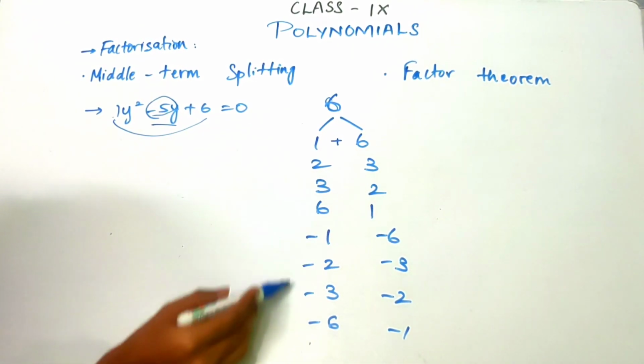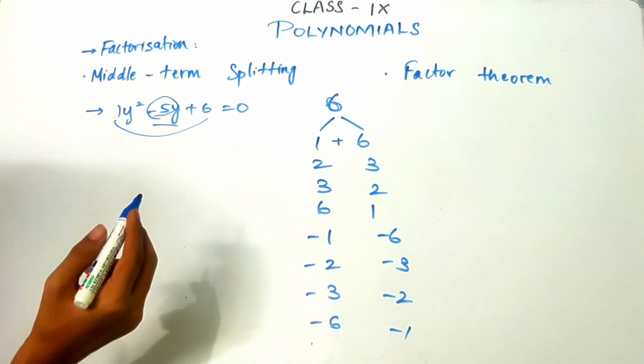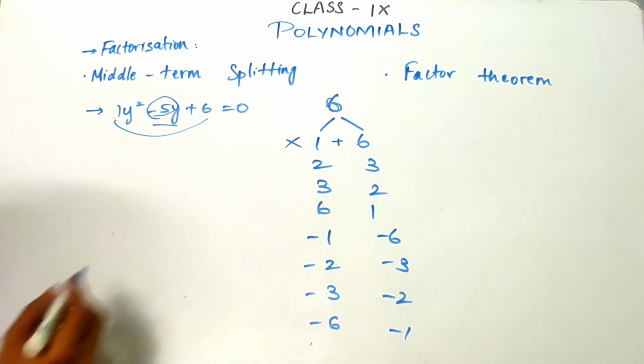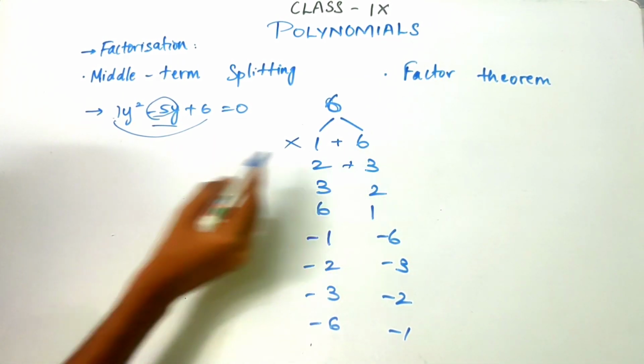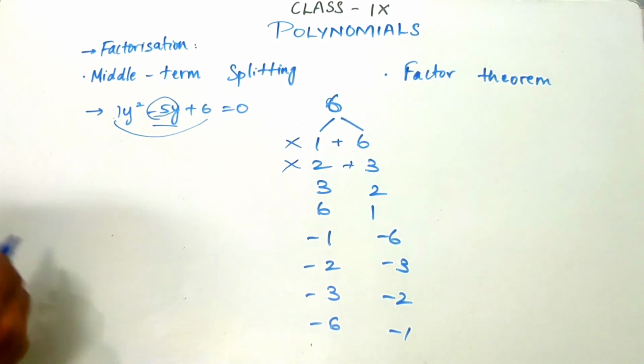So I have to choose a pair of factors such that it gives me minus 5. Well, let me try 1 plus 6, it is 7 and it is not minus 5. So I am ruling out this factor. 2 plus 3 will give me 5 but it is minus 5, so I am ruling out this factor, and all such positive factors I am ruling out.